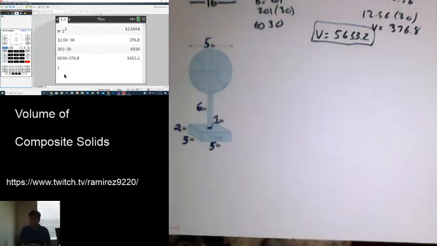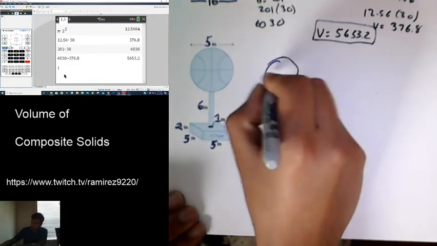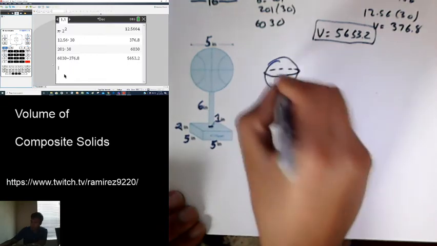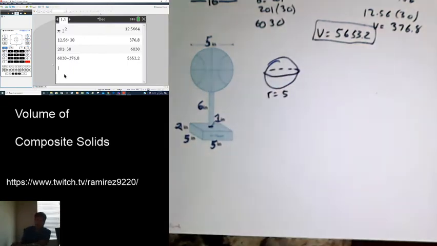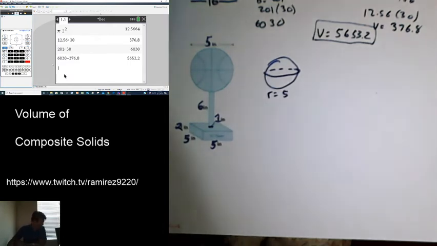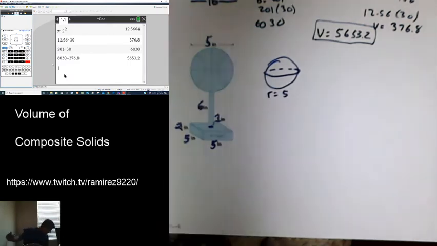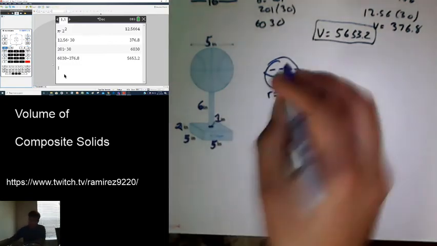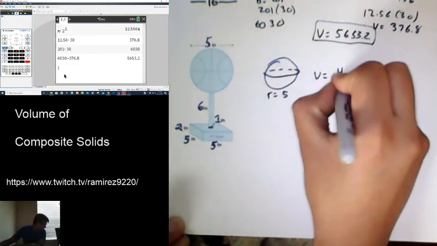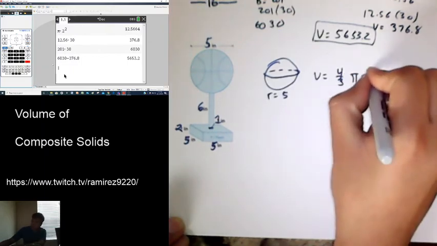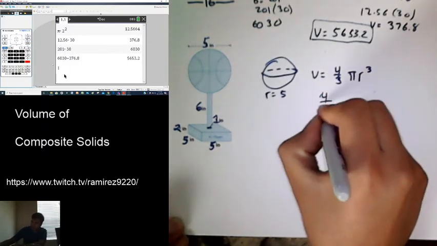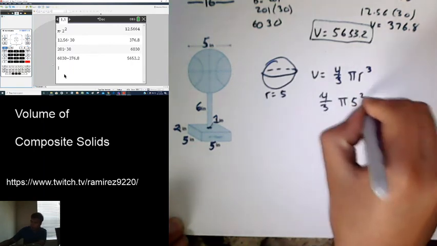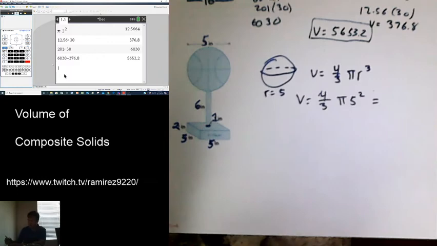So again, break it up into different shapes. We have a sphere, we have a cylinder, and we have a prism. That's all you gotta do. So for the sphere, our radius here is 5. And to find the volume of a sphere, we said that recently. It's right here. Our volume was just 4/3 pi times radius cubed. So I could easily calculate that. I just plug it into the calculator and I'll get the volume for my sphere.